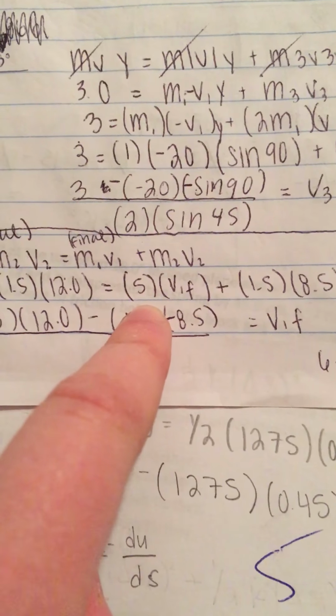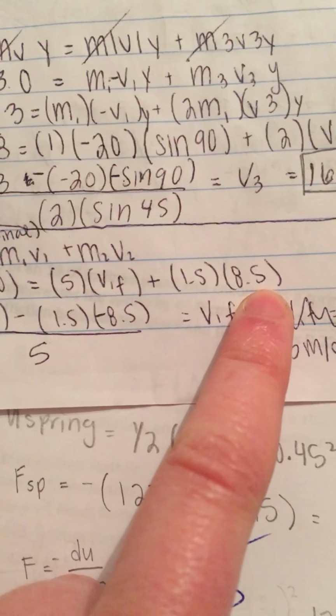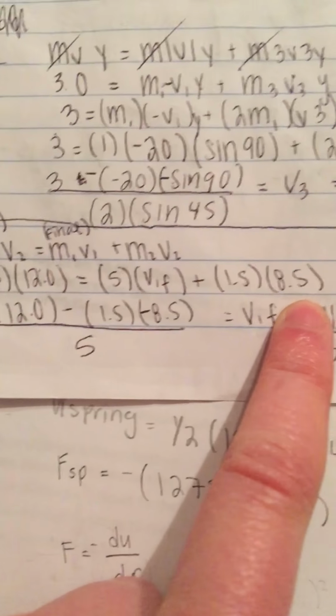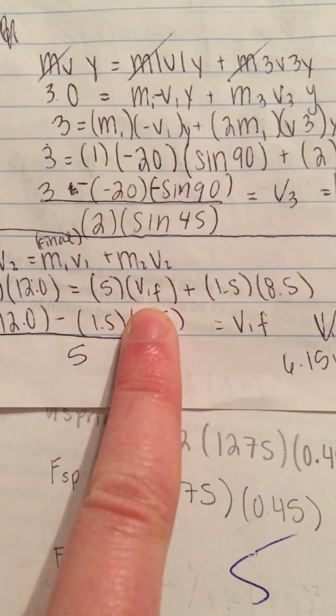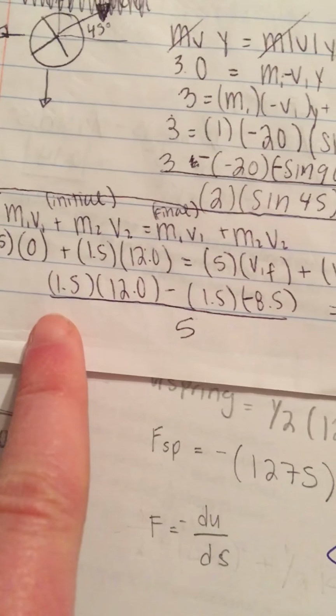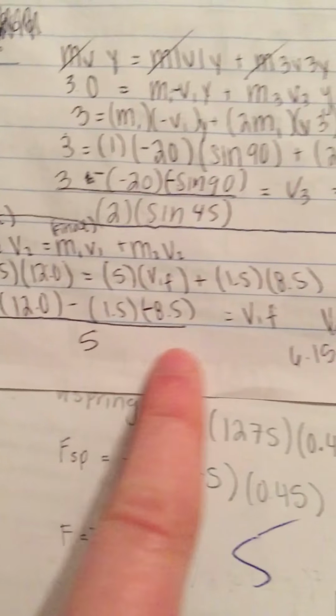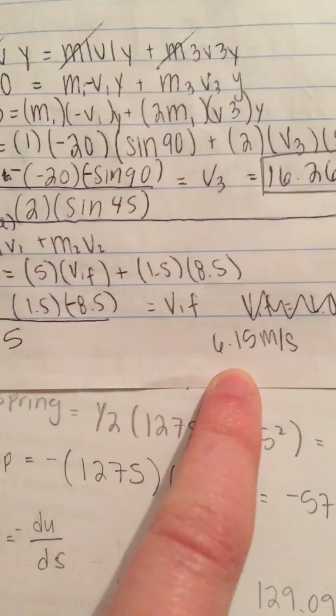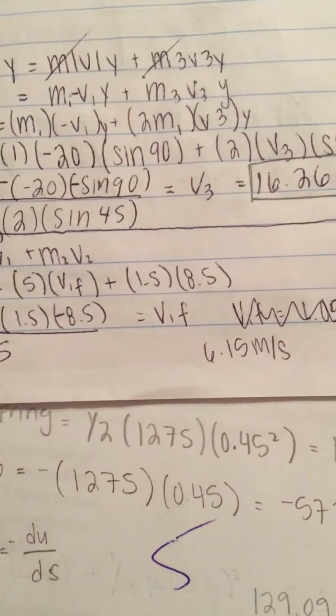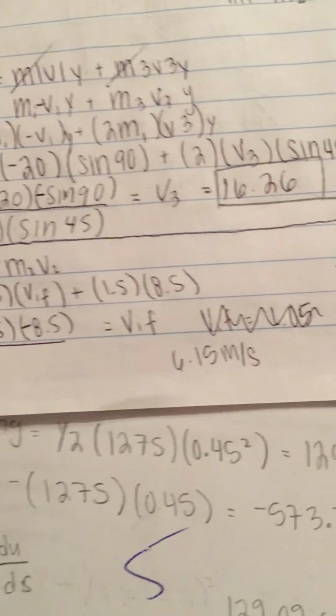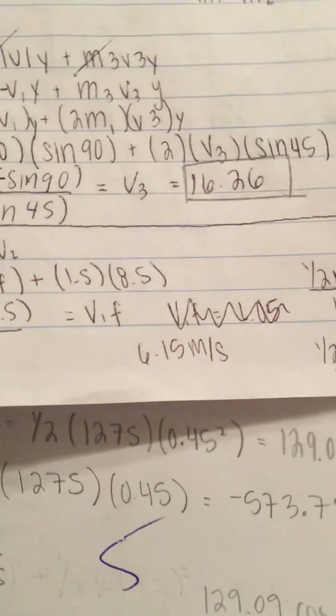We don't know our final velocity of object 1, but we do know our final velocity of object 2 was 8.5. Now you just solve the equation for our velocity, and this is the equation you get, and then you plug everything in and you get the 6.515 meters per second as the velocity of the ball.